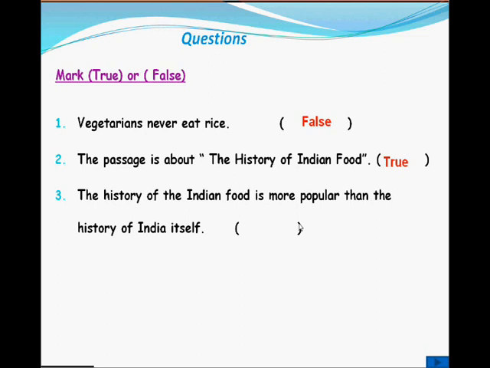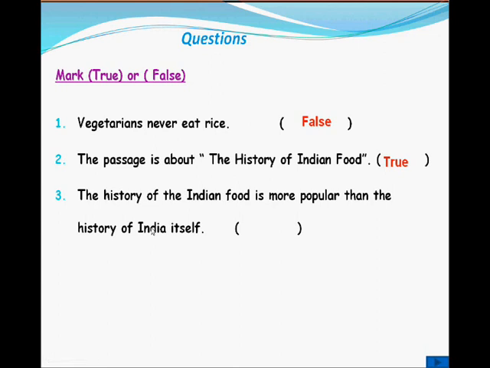The history of the Indian food is more popular than the history of India itself. Again, let's look at the keywords. So you have history of Indian food, and you have more popular than, and the history of India itself. So which is more famous? Is it the history of Indian food or the history of India? So would you like to go back to the passage?